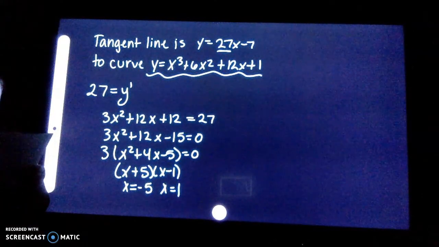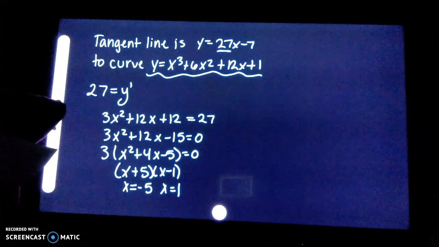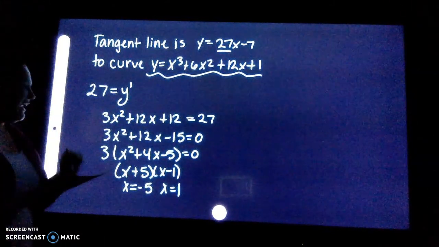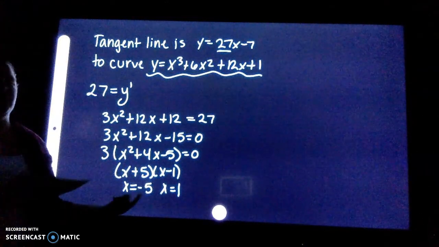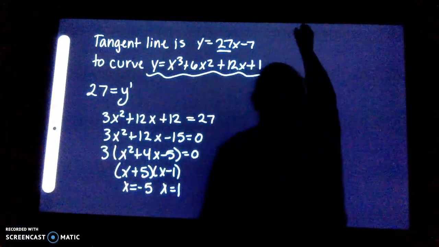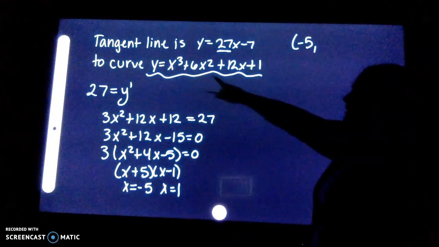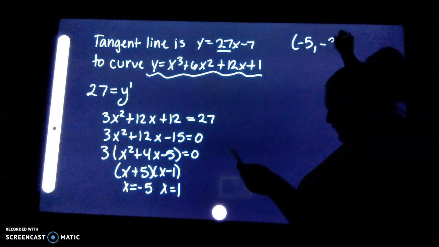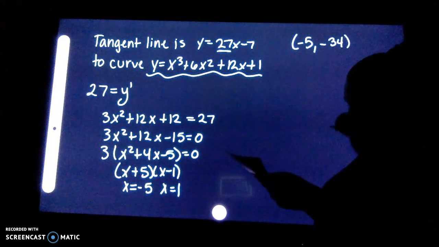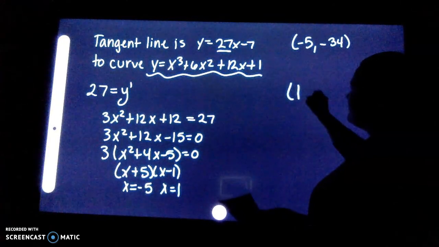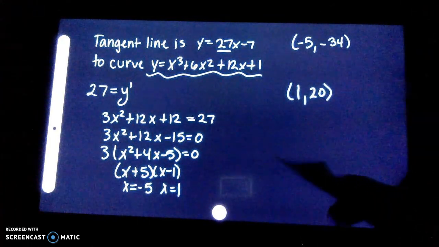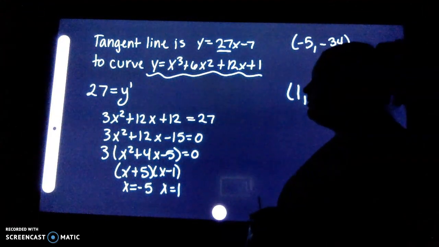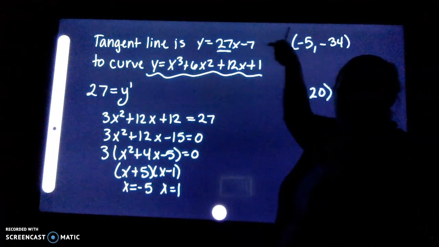So here I have the start of 2 different points. I need to figure out which of these points would give me this tangent line. In order to do that, I have to know the y value that's associated with each of these points. So I'm going to take negative 5 and plug it in to this equation. When I do, I get negative 34 as my y value. I'm going to take positive 1 and plug it in. When I do, I get positive 20 as my y value. So these then are the 2 points I'm going to be using to try and create this tangent line.